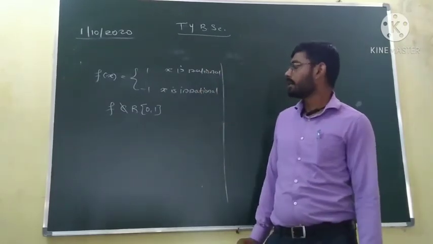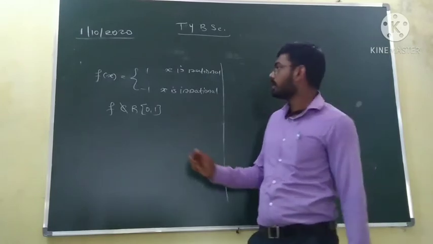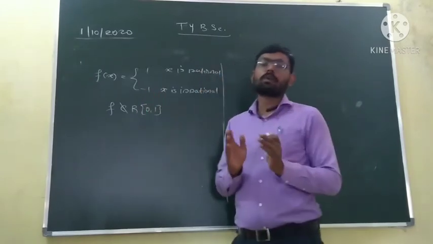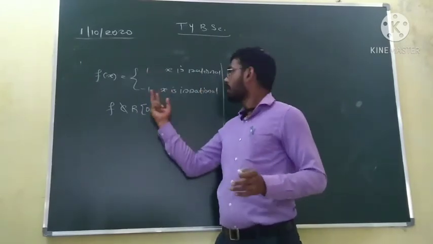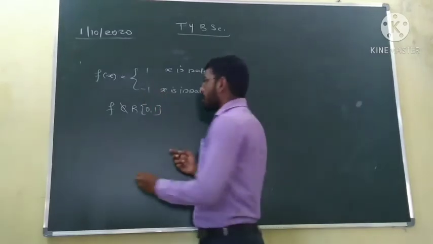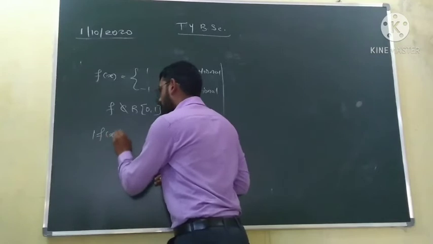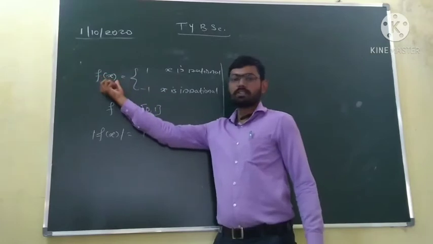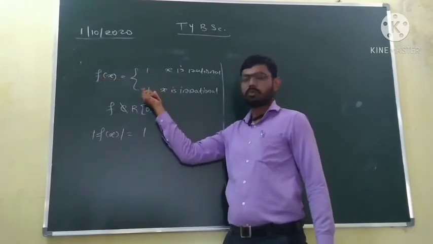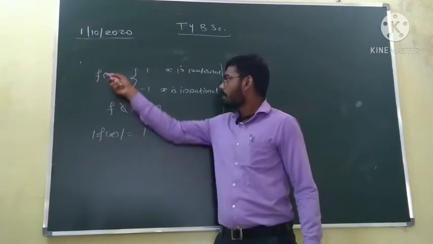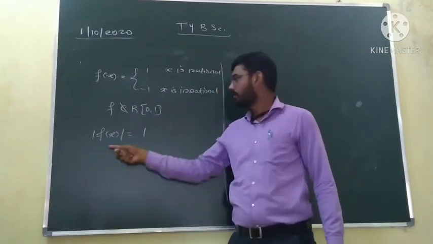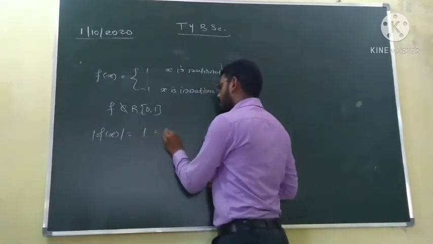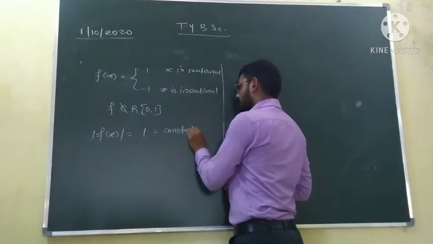But if we take the mod of this function, now see, the function has either value 1 or minus 1. So if we take the mod of this function, the mod of 1 is plus 1, the mod of minus 1 is plus 1. So we have mod of f of x as a constant function 1. So mod of f of x is equal to 1, a constant function.